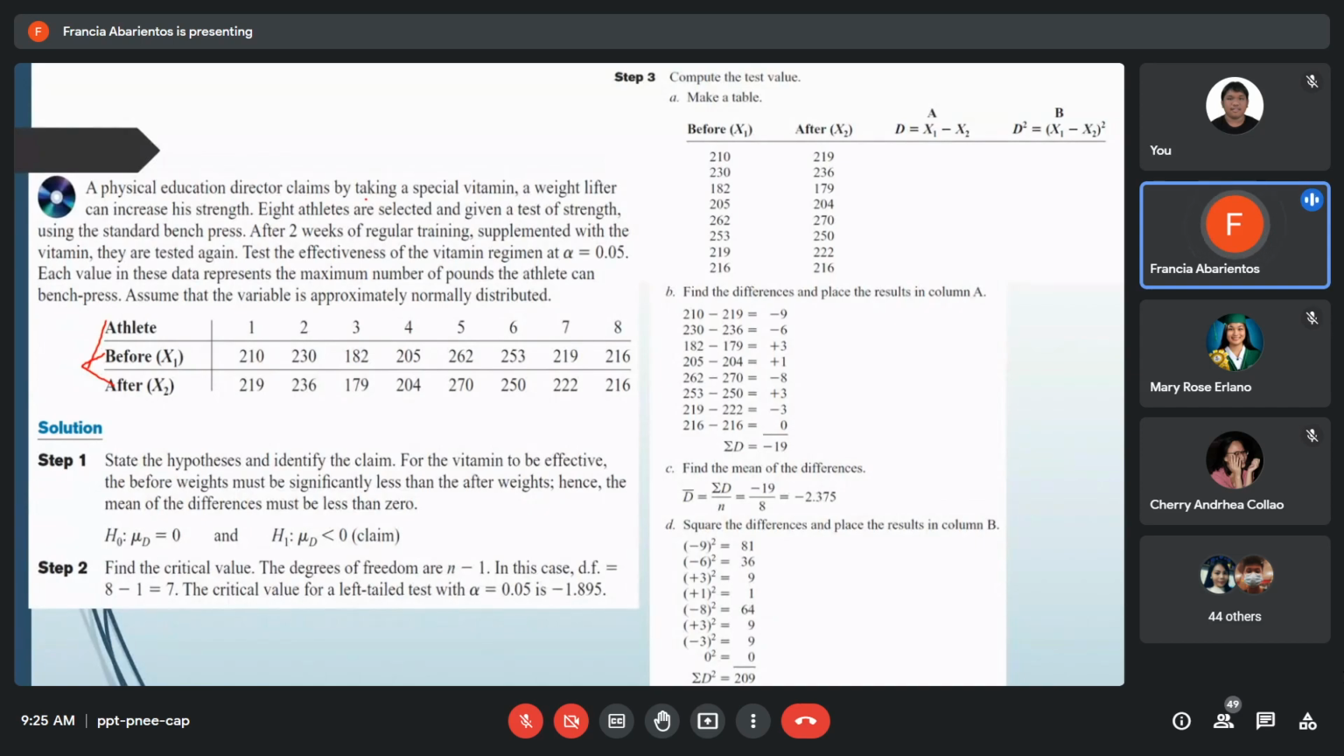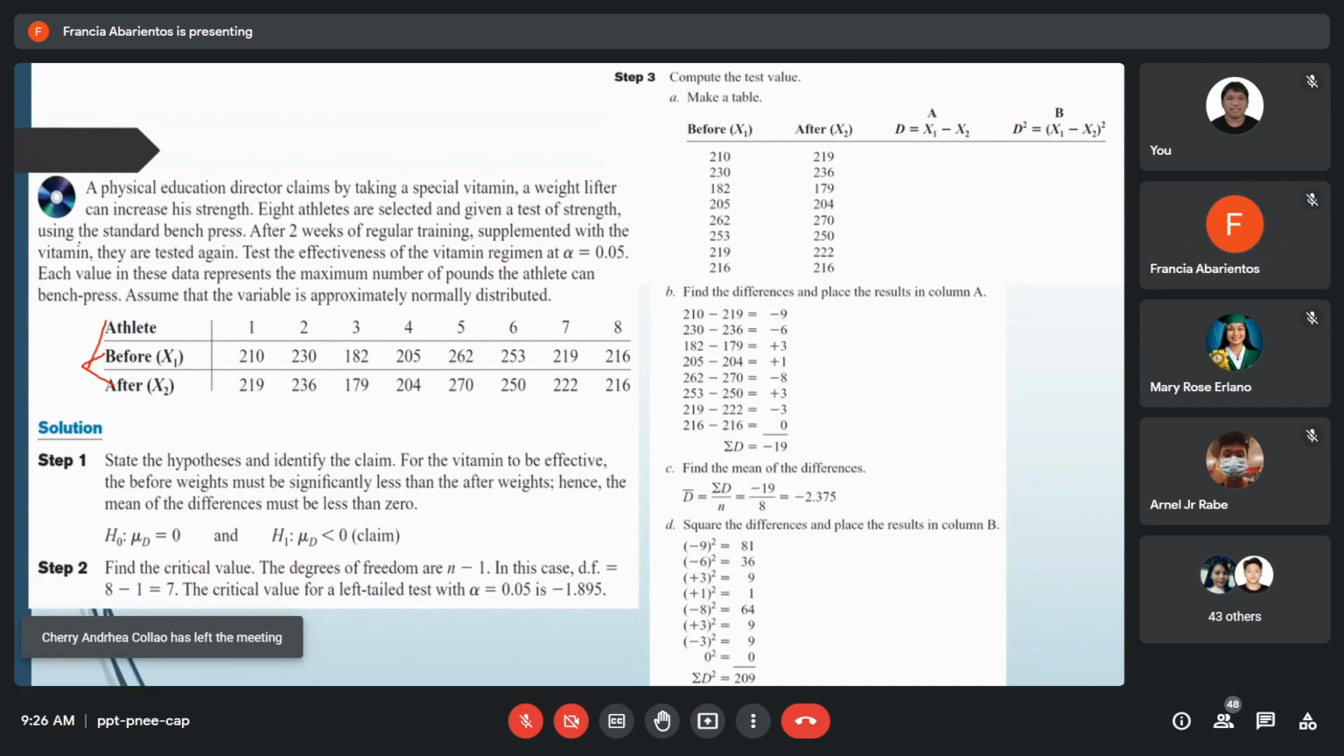And each value in this data represents the maximum number of pounds that the athlete can bench press. So we always assume that the variable is approximately normally distributed. So this is now the data. We have now the data.